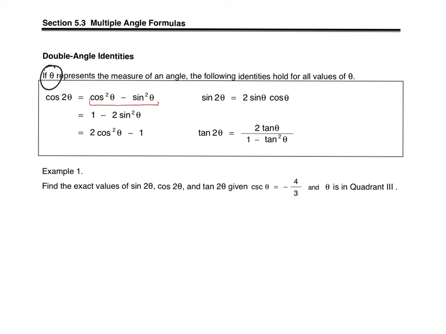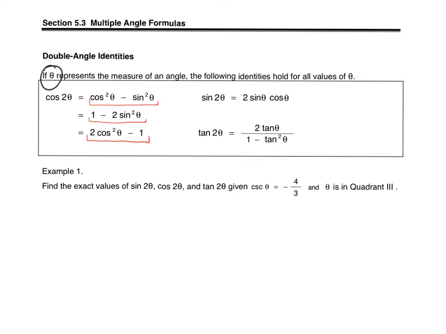Cosine has three possible identities that you can replace cosine of 2 theta with: cosine squared theta minus sine squared theta, or 1 minus 2 sine squared theta, or 2 cosine squared theta minus 1. These are all interchangeable. We can replace one with another. So if I'm finding the cosine of 2 theta, I can pick whichever one's easiest. Or if I see one of those highlighted in red in the verification of an identity, I can replace any of those with cosine of 2 theta.